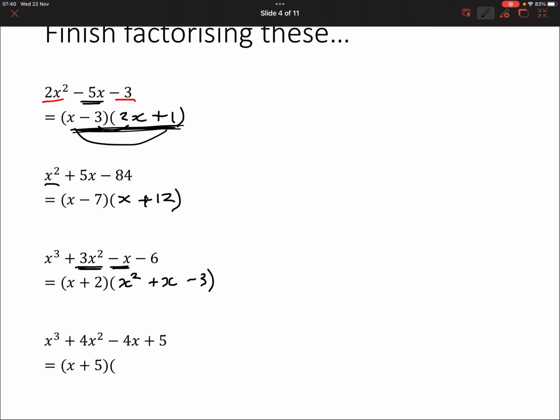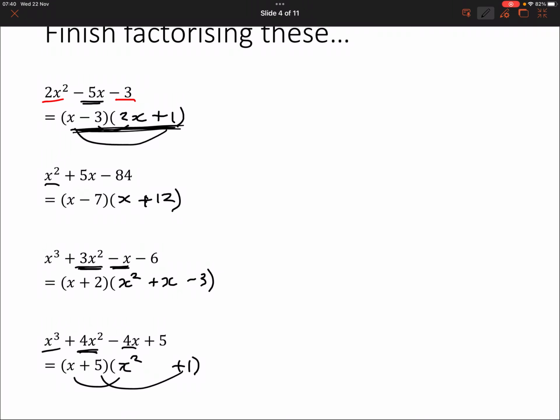Right, this last one then, you might stop this and have a go, or you can just follow it with me as you go if you like. So we can take the same approach. x times something is x cubed, so that must be x squared. 5 times something is the 5, so that must be plus 1. And then we can think about the x squareds or the x's, doesn't matter which. Let's focus on the x squareds.